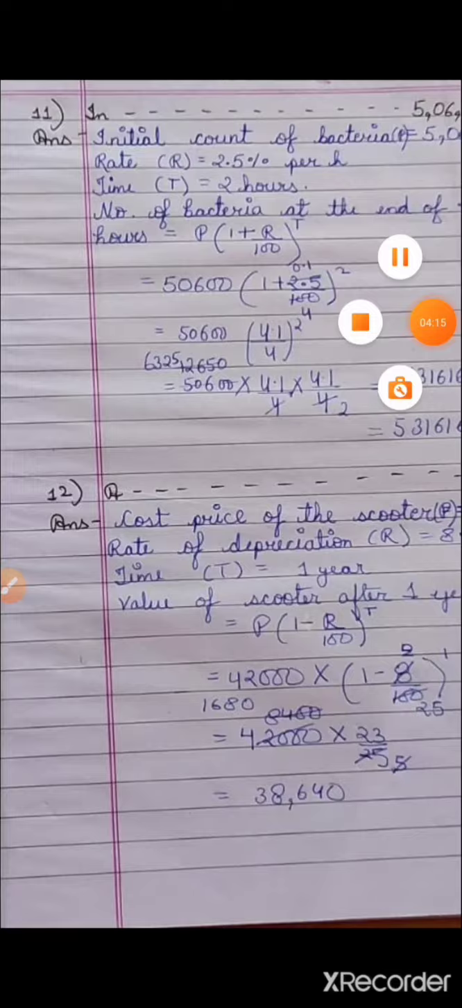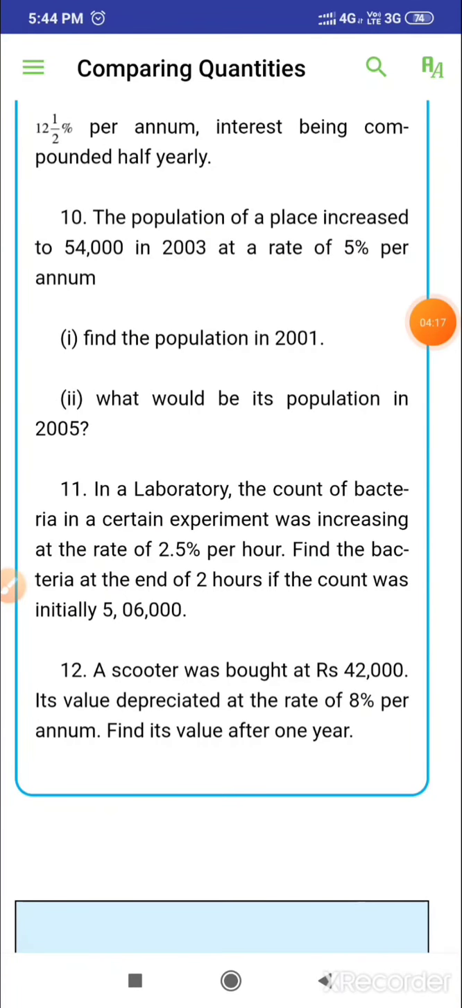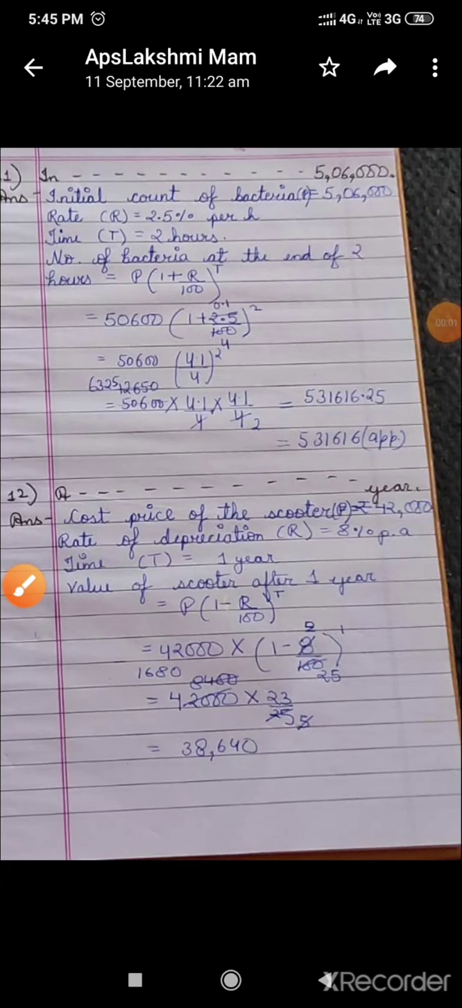Question number 12: a scooter was bought at rupees 42,000. Its value depreciated at the rate of 8% per annum. Find its value after 1 year. It is clear from the question that the cost price of the scooter, it means principal, is rupees 42,000. Rate of depreciation is 8% per annum. Time is 1 year, and the value of the scooter after 1 year is what we have to find out.